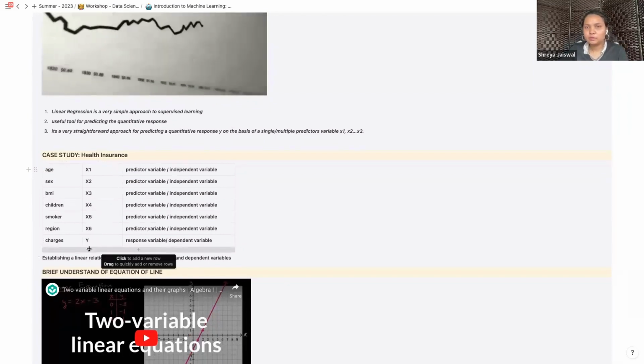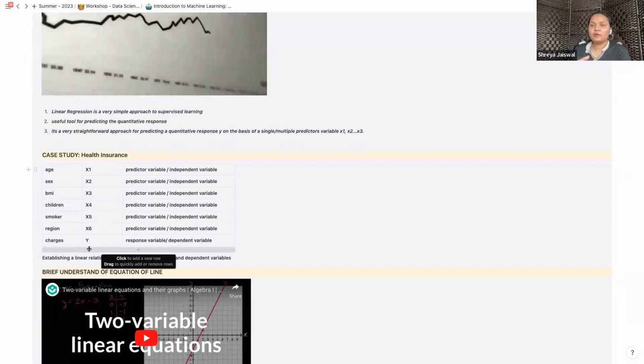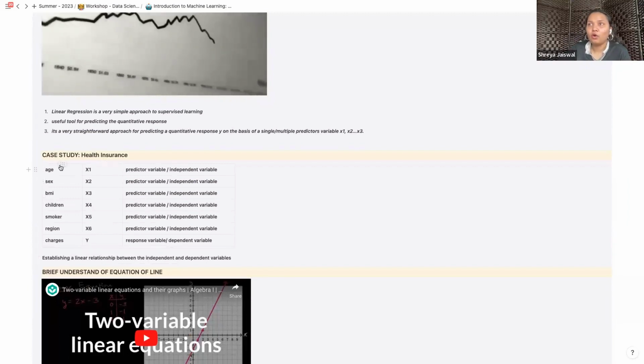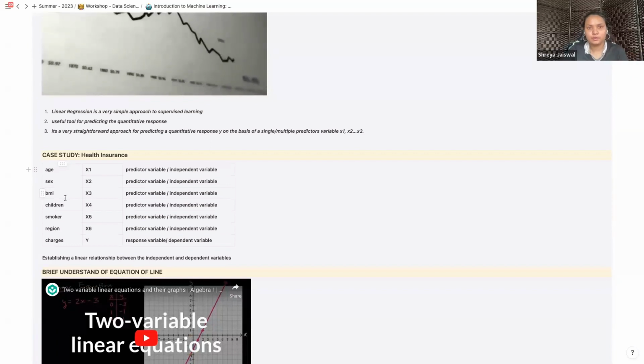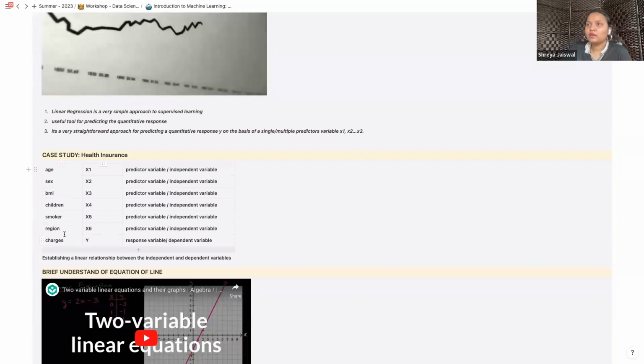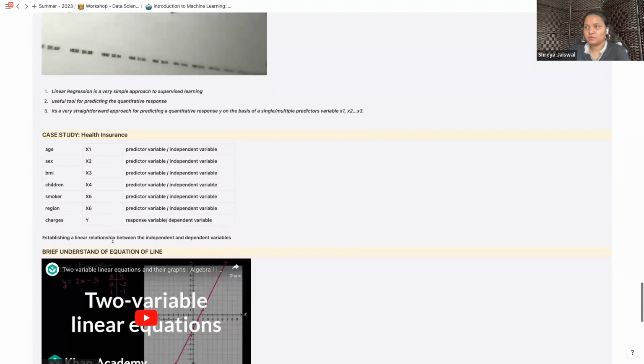Now, the response variable is known as the dependent variable because the value of my response is dependent on all these factors. It's dependent on the age of the person, whether the person smokes or not, which region the person belongs to, the body mass index of the person, right? So that's why charges is a response variable.